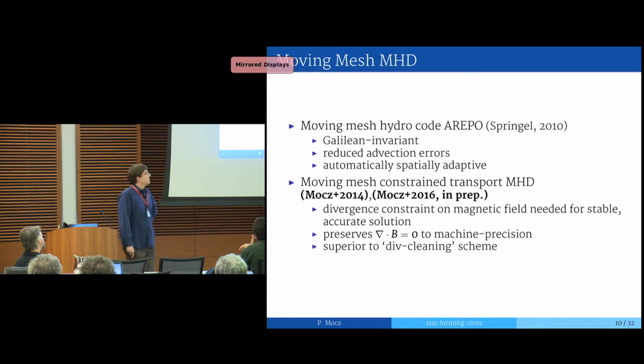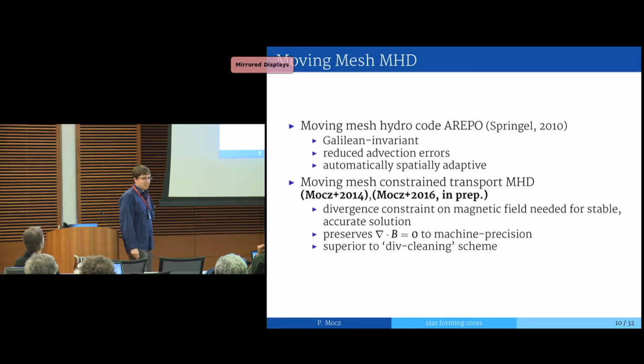I use the Arepo code, which is a very unique code. It's a Galilean invariant code that uses a moving mesh, which means that you reduce advection errors completely. In fact, if you solve an advection problem, it's exact. And you have automatic spatial adaptivity of these cells. I'll show you a movie in the next slide.